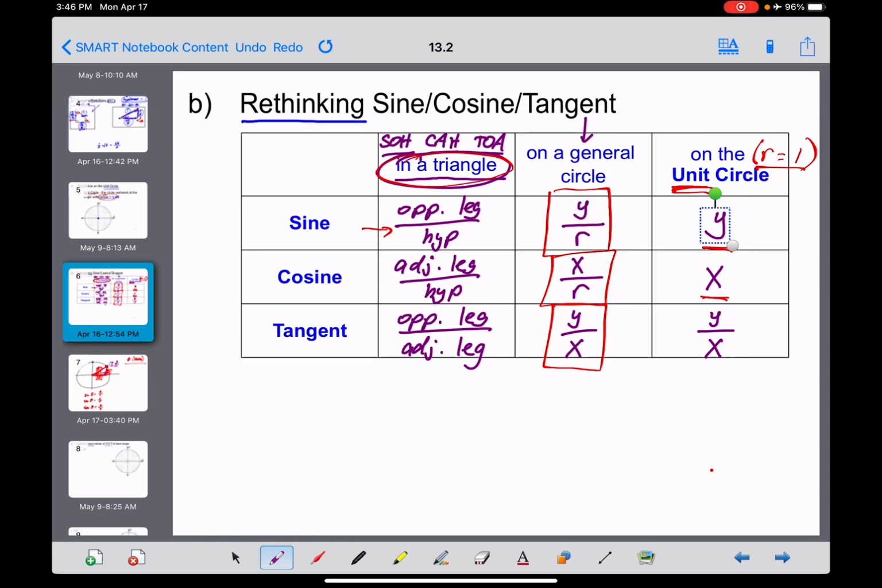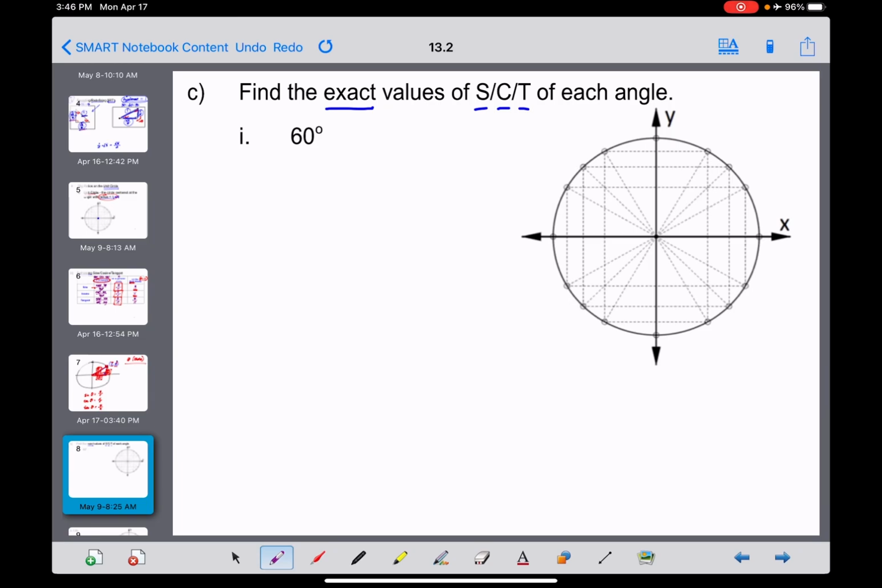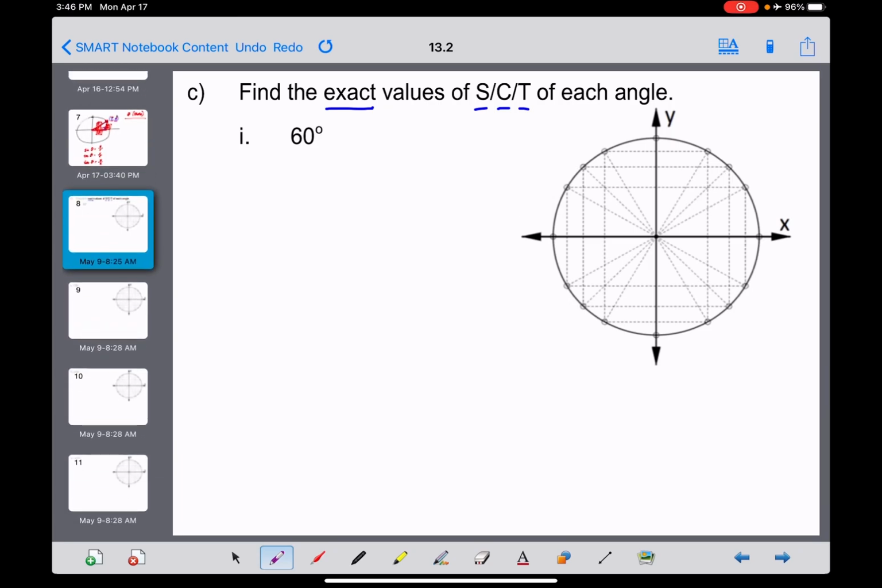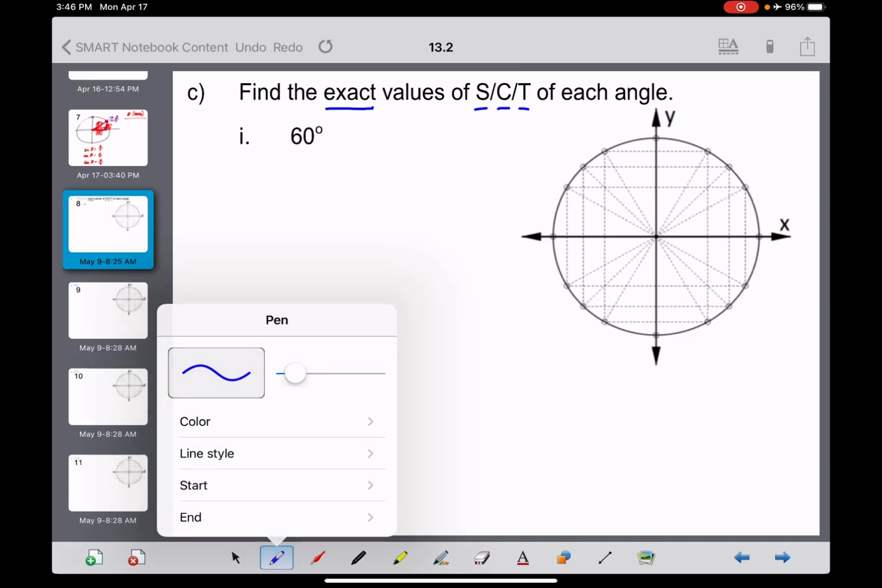So with all that in mind, let's get working on this first problem right here. And I've got 4 examples I want to do with you. And for each one, we're going to find sine and cosine and tangent of each one of these angles. All right, guys, let's take a look.